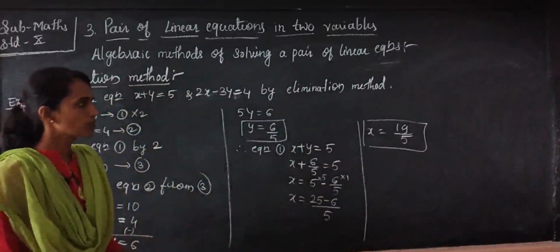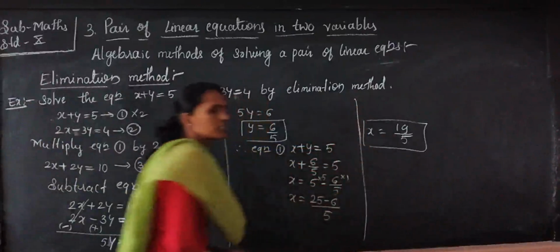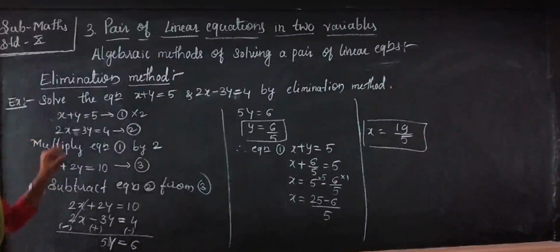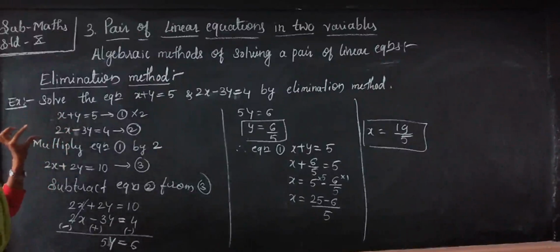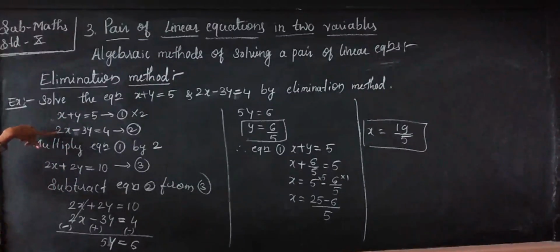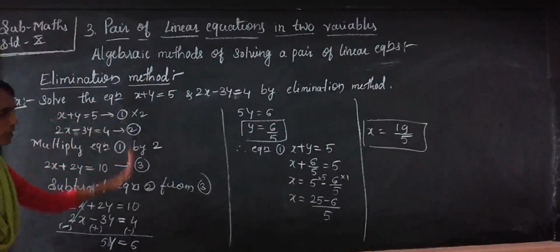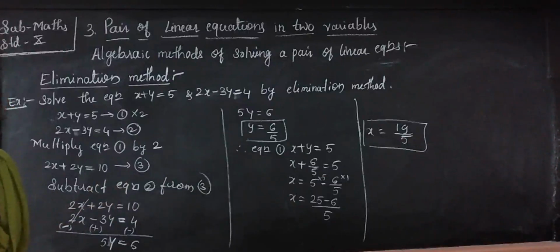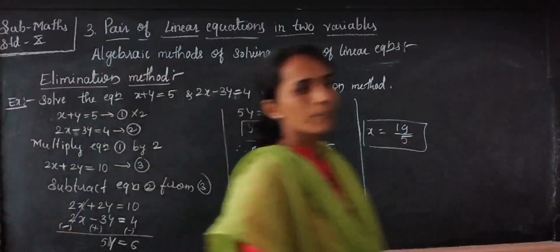I hope you understood the method of elimination. Elimination means just check the equations, and whichever variable you want to cancel, the coefficients of that variable must be equal. You have to make that variable equal. Here I took x and converted it to 2x by multiplying the equation by 2. Like this we can solve a pair of equations by the elimination method.